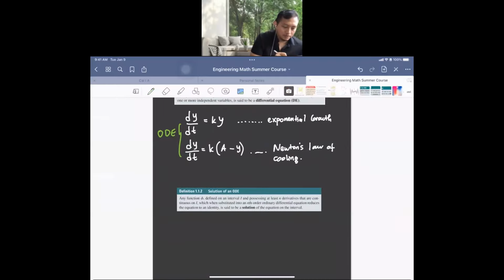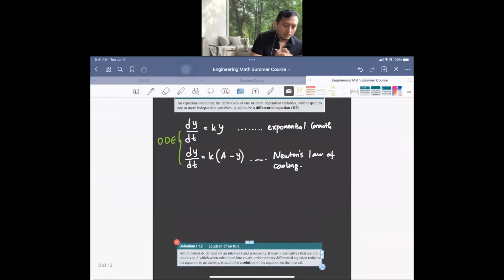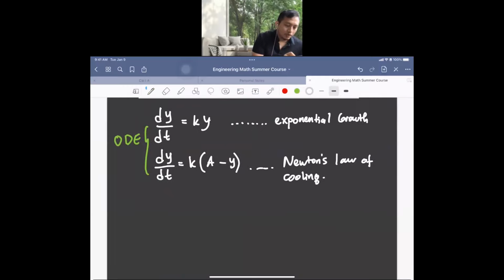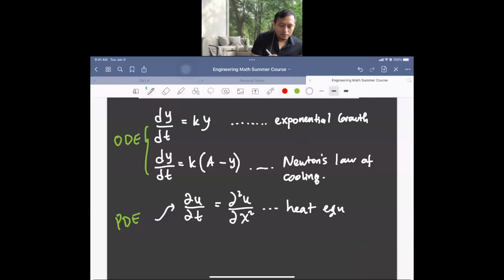The other part that we actually have is the PDE, the partial differential equation, but we will not cover it in our topics. Let me just give you an example. We have du dt, and this is the heat equation.